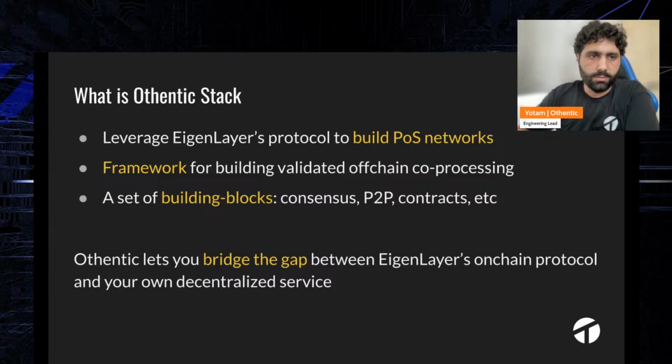I'm going to start with what the Othentic stack is. Othentic lets you leverage EigenLayer's protocol in order to build proof-of-stake networks. The Othentic stack is a framework that helps you build validated off-chain networks, off-chain computation networks. It's a set of building blocks, so it comes with all the different components you would need to build your own AVS network, and you can pick and choose which components you want to use. So you can think about Othentic as a toolchain that lets you bridge the gap between EigenLayer's on-chain protocol and your own decentralized service that you want to build.